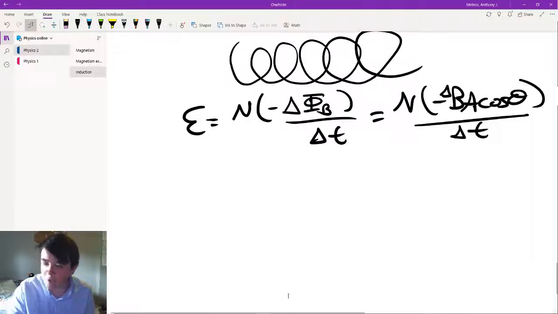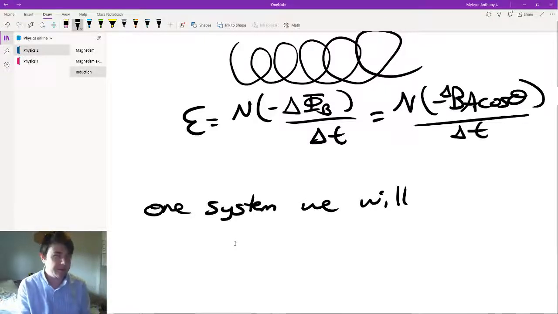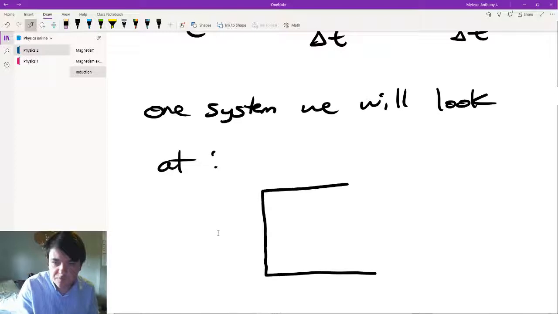But there is one other system I want to look at. So this is one equation, and we're really only going to look at one system. We're not going to do anything with inductors, which is a circuit component that takes advantage of this physical property. But one system we will look at is basically we're going to have, so this is going to be all conductive, okay?